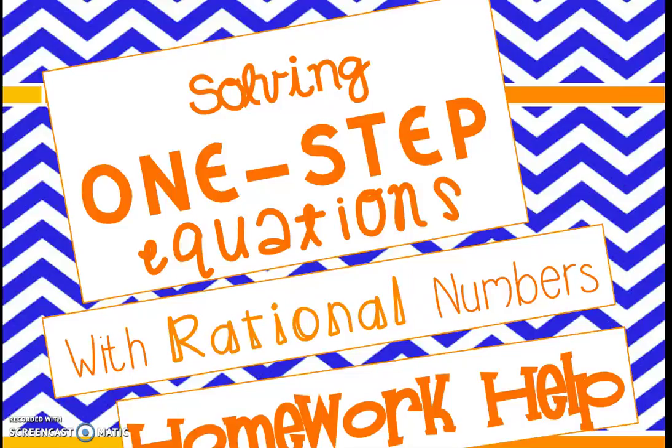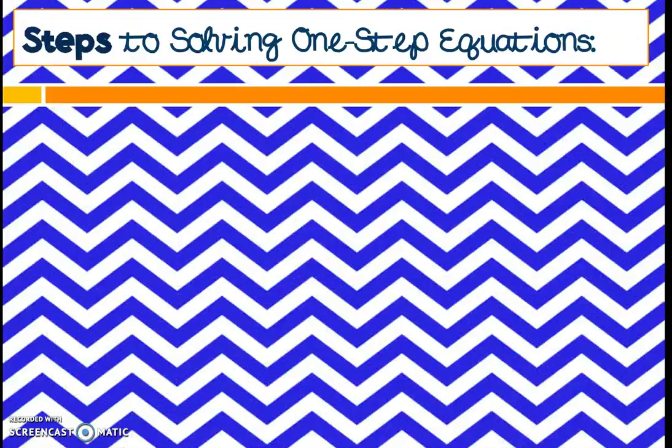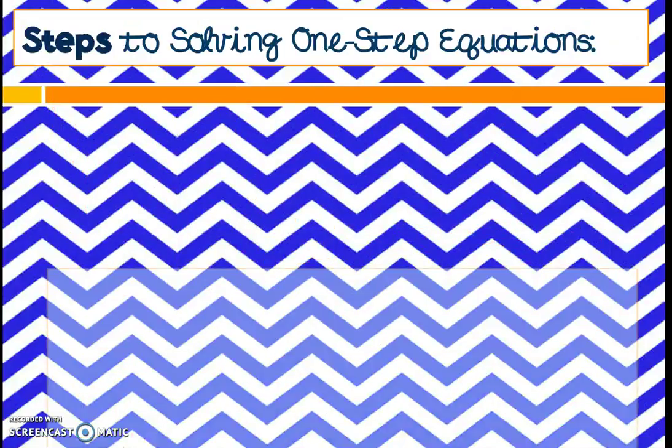Alright, so today we talked about our continuation of solving one-step equations. However, we made it a little bit harder by throwing in some rational numbers, which all that really means is that we're throwing in some decimals and some fractions. Okay, so the steps are going to be identical. They're going to be exactly the same.